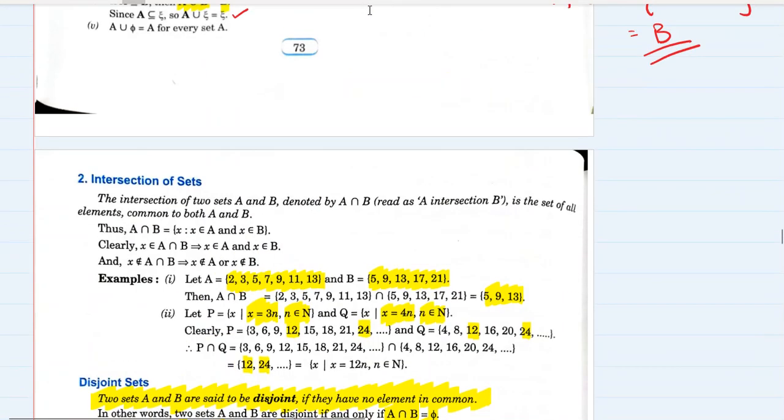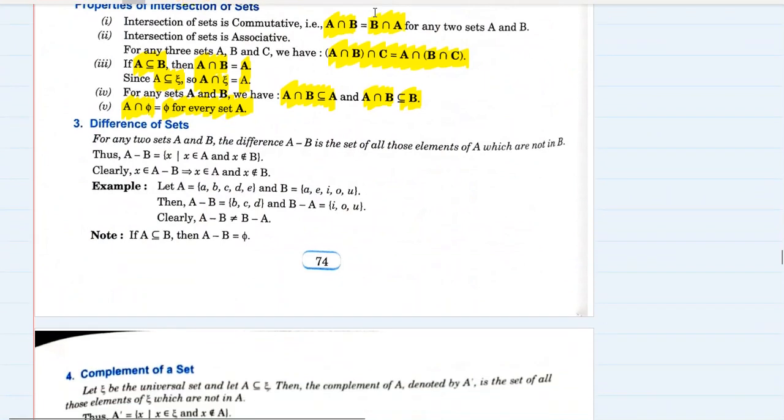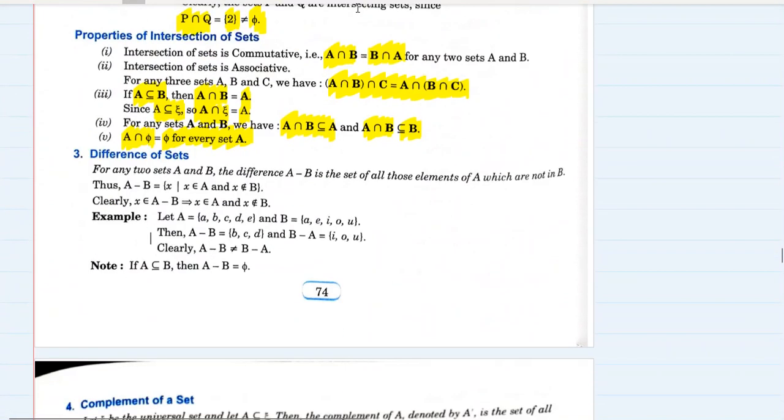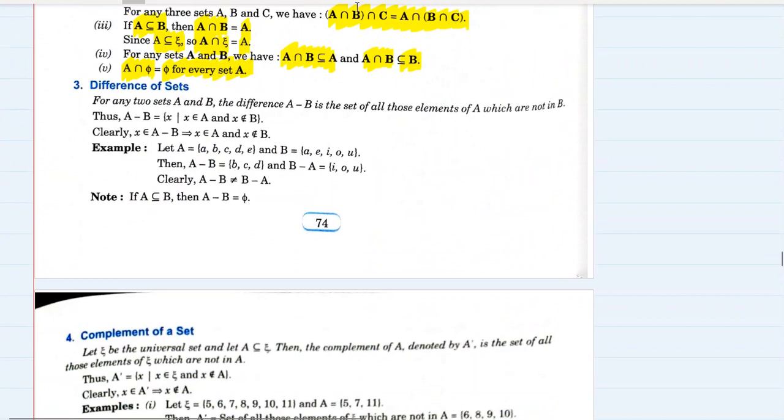So that was the second operation, intersection. The first operation was union, the second was intersection. Then there is difference, then there is complement. Let's check out what is the difference of two sets. For any two sets A and B, the difference A minus B is the set of all those elements of A which are not in B. That is, A minus B is the set of all elements which belong to A but do not belong to B. Basically, remove B from A. That is A minus B.